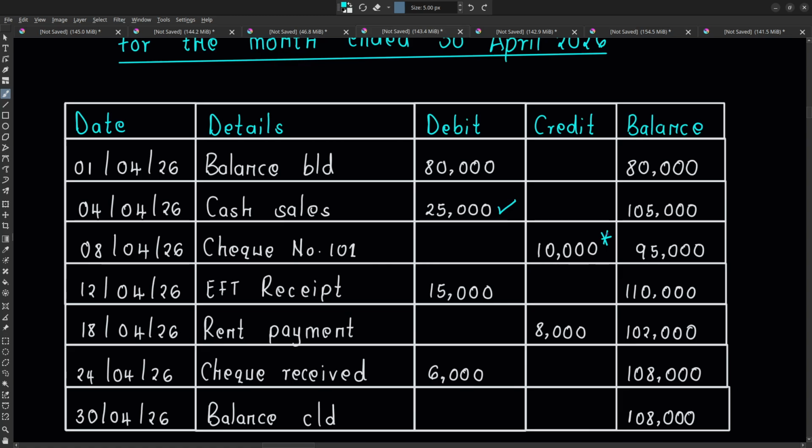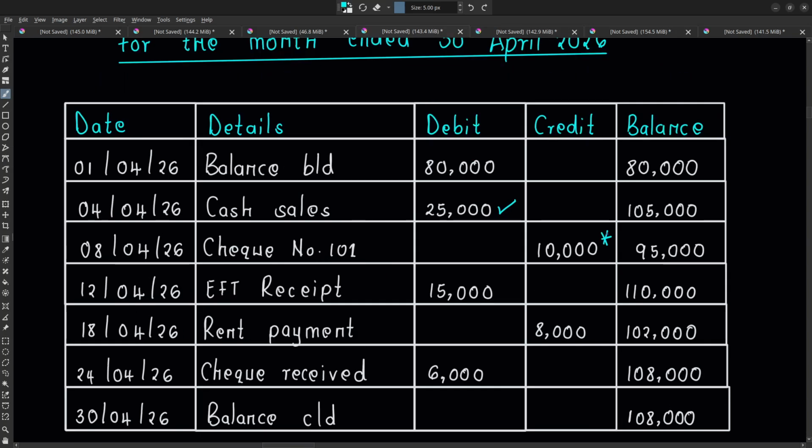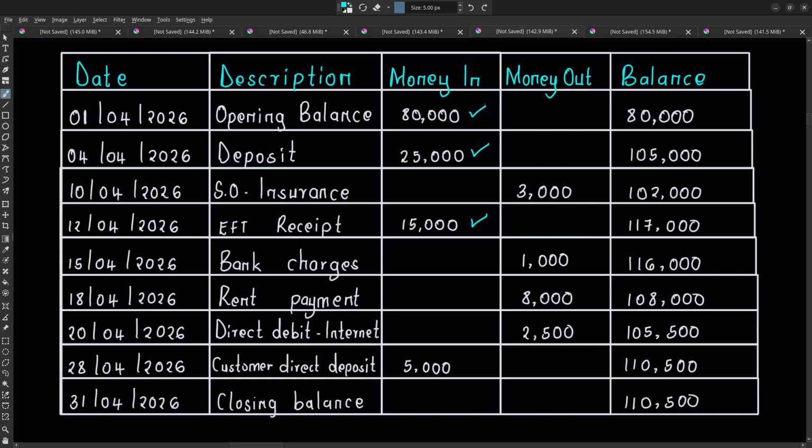Okay, so we have an EFT receipt of 15,000. We come and check it. Do we have any EFT? Yes, we have. So we tick it. We said we use a tick. So here we have it. Yeah, we don't need to, but okay. So we come back here and we say, okay, this is fine. Then rent payment of 8,000. We come and check, is there anything like that?